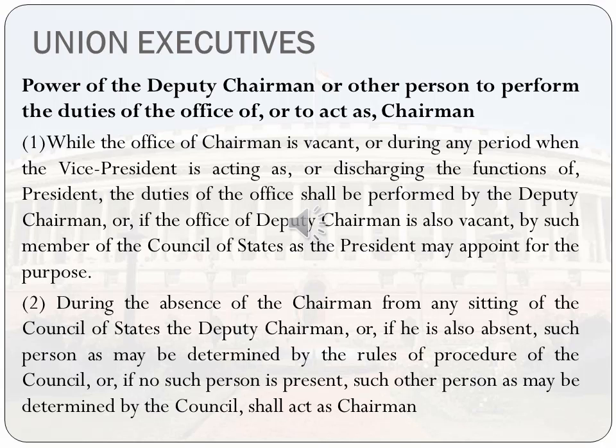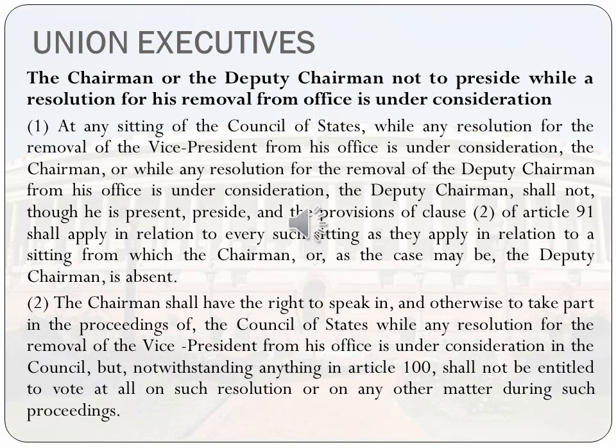During the absence of the chairman from any sitting of the Council of States, the deputy chairman, or if he is also absent, such person as may be determined by the rules of procedure of the council, or if no such person is present, such other person as may be determined by the council, shall act as the chairman. The chairman or the deputy chairman will not preside while a resolution for his removal from office is under consideration.